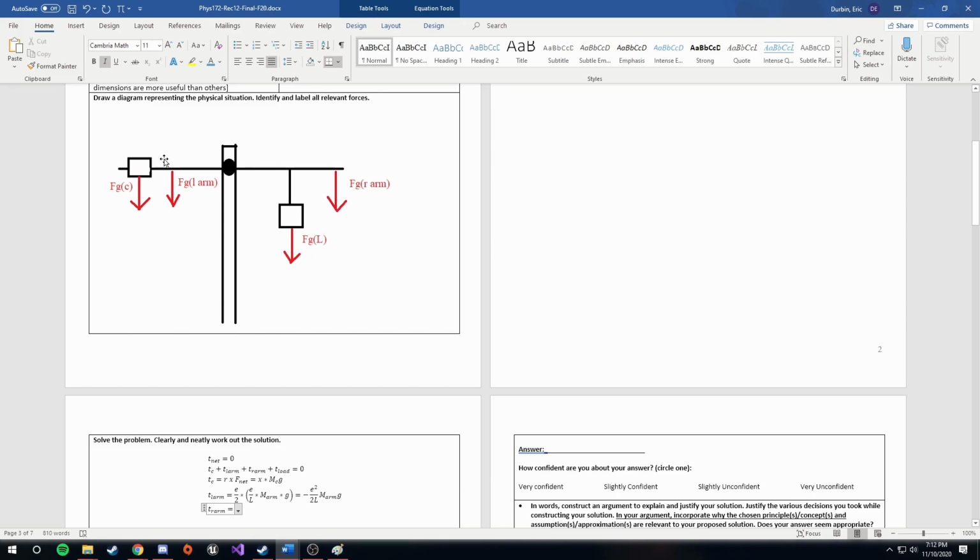They are trying to make the entire thing rotate counterclockwise because they're to the left of the pivot point, and so they're pushing downwards, making the right side go upwards, left side go downwards. That's the counterclockwise rotation.